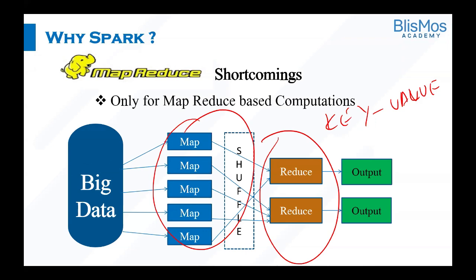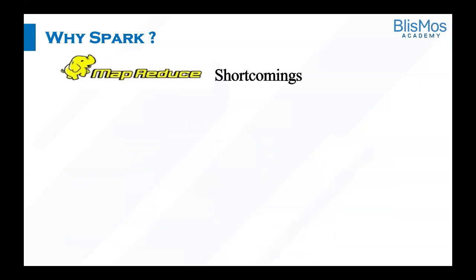So are you guys able to get it? Will you be able to visualize a filter as a key value pair? So it is difficult to intuitively visualize all data processing tasks as key value pairs, as MapReduce computations. That was one of the shortcomings of MapReduce.